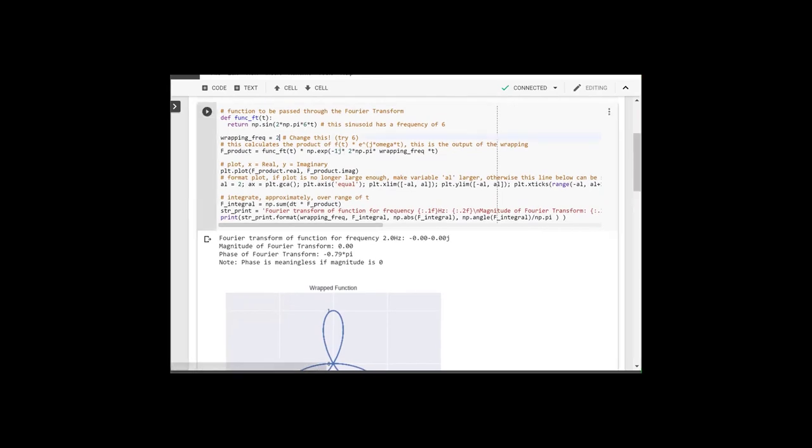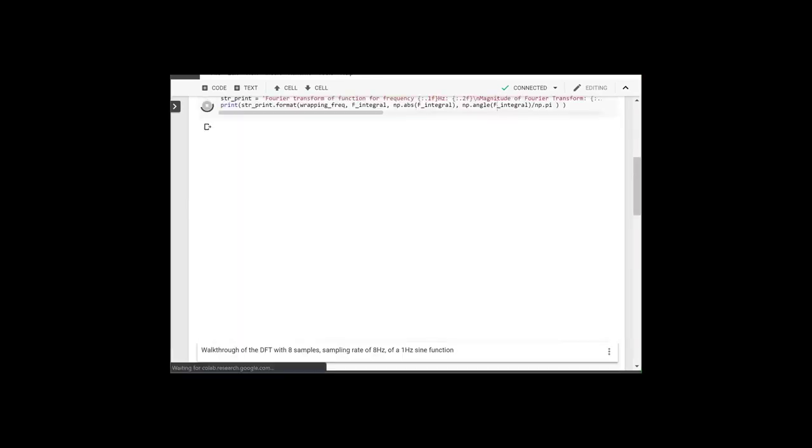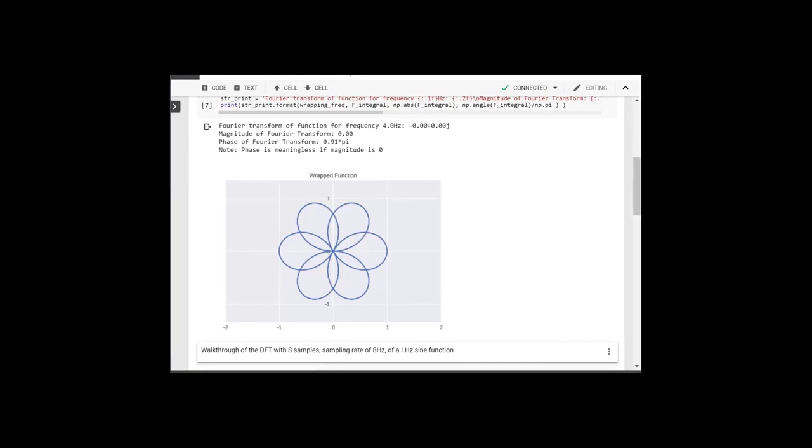And so let's go back to 4. So this is going to go around 4 times. It's going to make 4 loops. 1, 2, 3, 4. Actually, I've lost track. I don't know how fast it's actually moving. But again, you could make sense of it if you were to actually count.